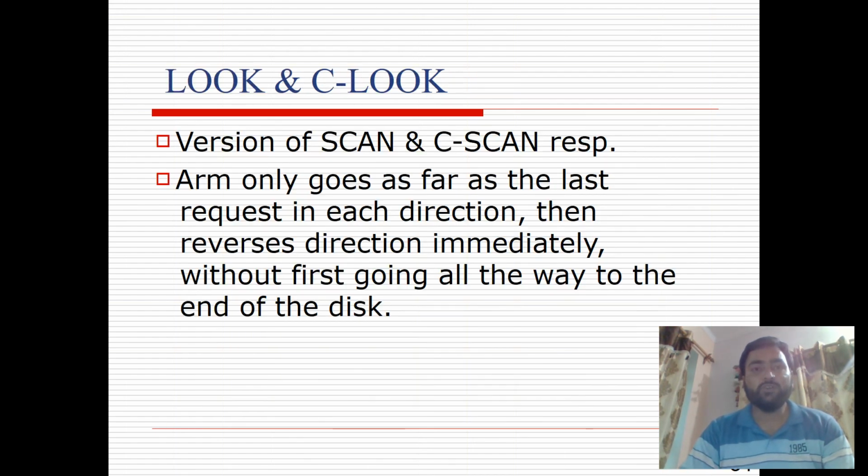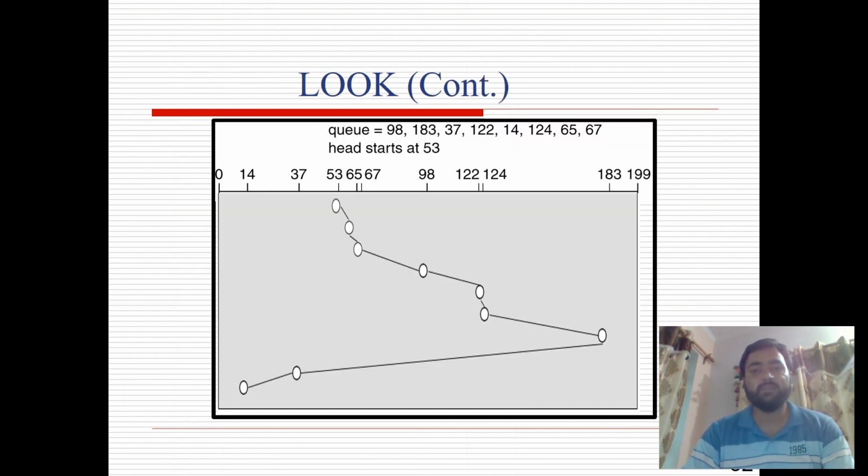Then come the LOOK and C-LOOK algorithms. These are the enhanced or extended versions of the SCAN and C-SCAN algorithms respectively. In these algorithms, the arm only goes as far as the last request in each direction and then reverses direction immediately without first going all the way to the end of the disk. Let's understand this with a diagram and example.